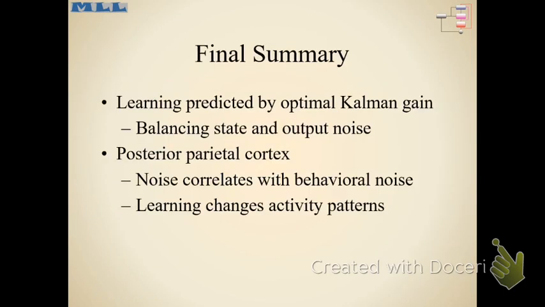And that leads us to our final summary, where what I take home is really pretty simple. One is that learning is well predicted by the optimal Kalman gain, balancing state and output noise, and that the posterior parietal cortex seems to play an essential role both in the learning and in the production of the behaviorally relevant noise. So it's the place where this planning happens, I'm claiming, and where the noise in that planning then gets turned into behavior. So that's the take-home message of my talk.